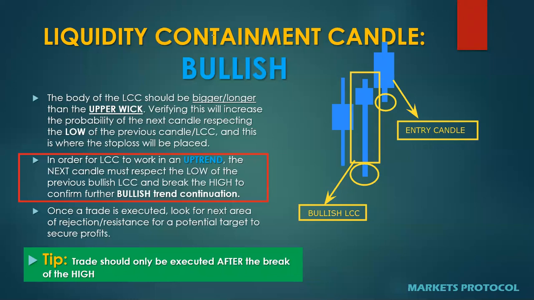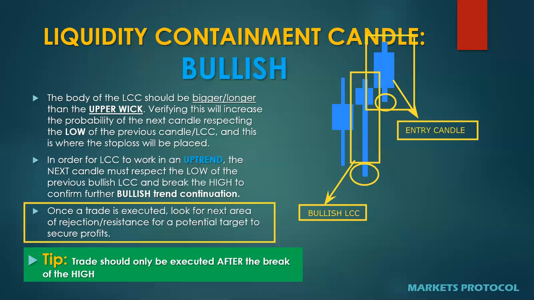And further moving on, once the next candle breaks the high of the previous one, which is your bullish liquidity containment candle, that is going to be considered your previous one, you can have a bullish trend continuation going to the upside. Moving on to the next point over here. Once a trade is executed, look for next area of rejection. And as you're moving to the upside, you're going to be looking for resistance areas or a potential target to secure your profits.